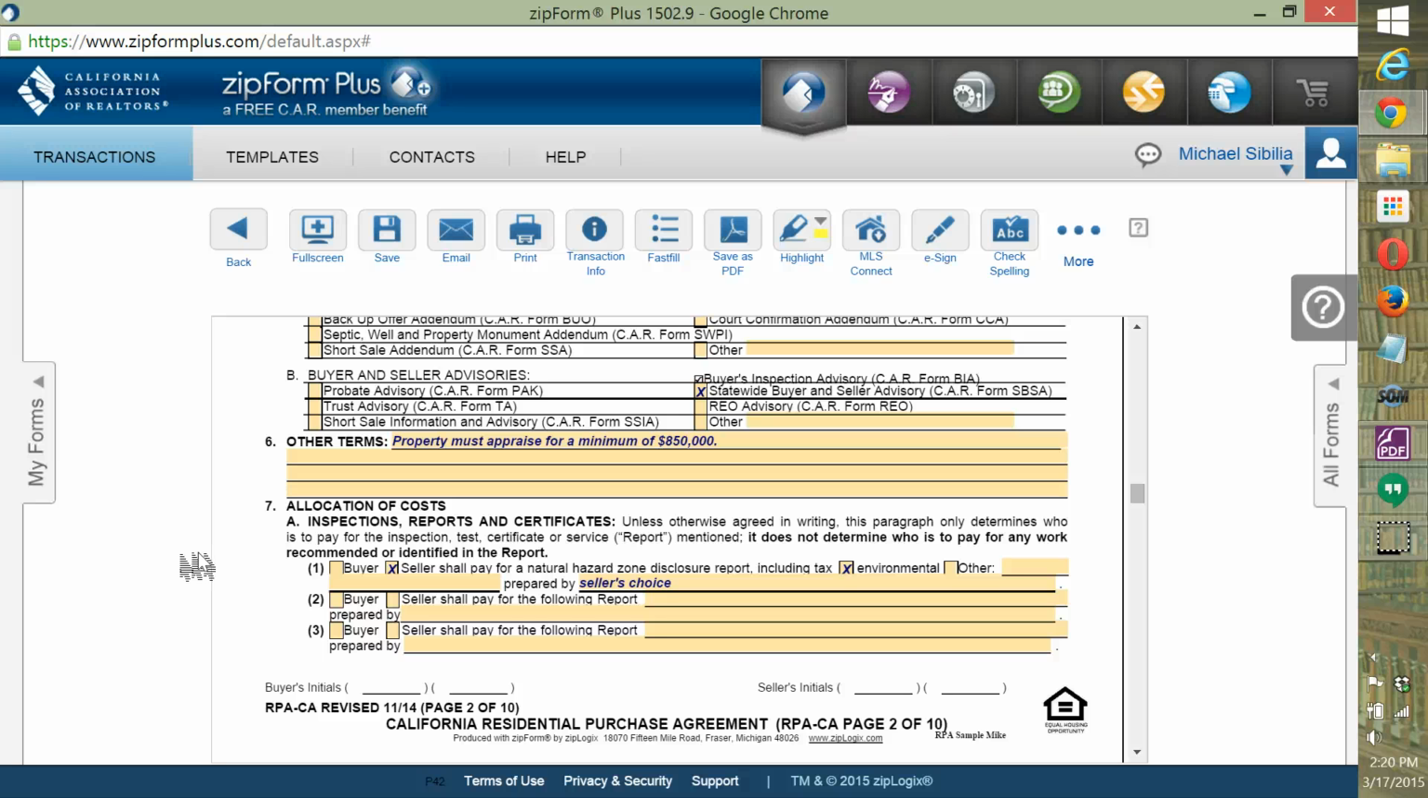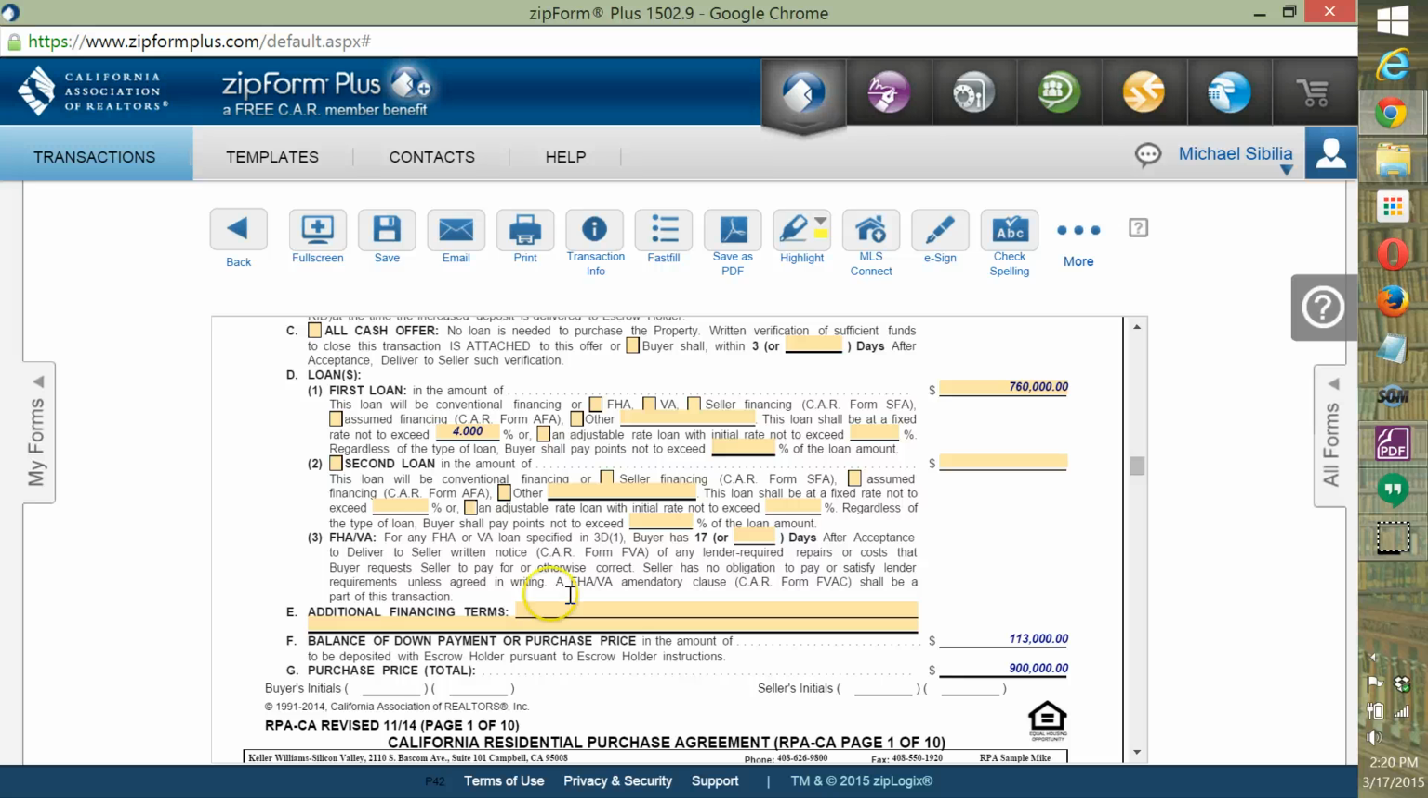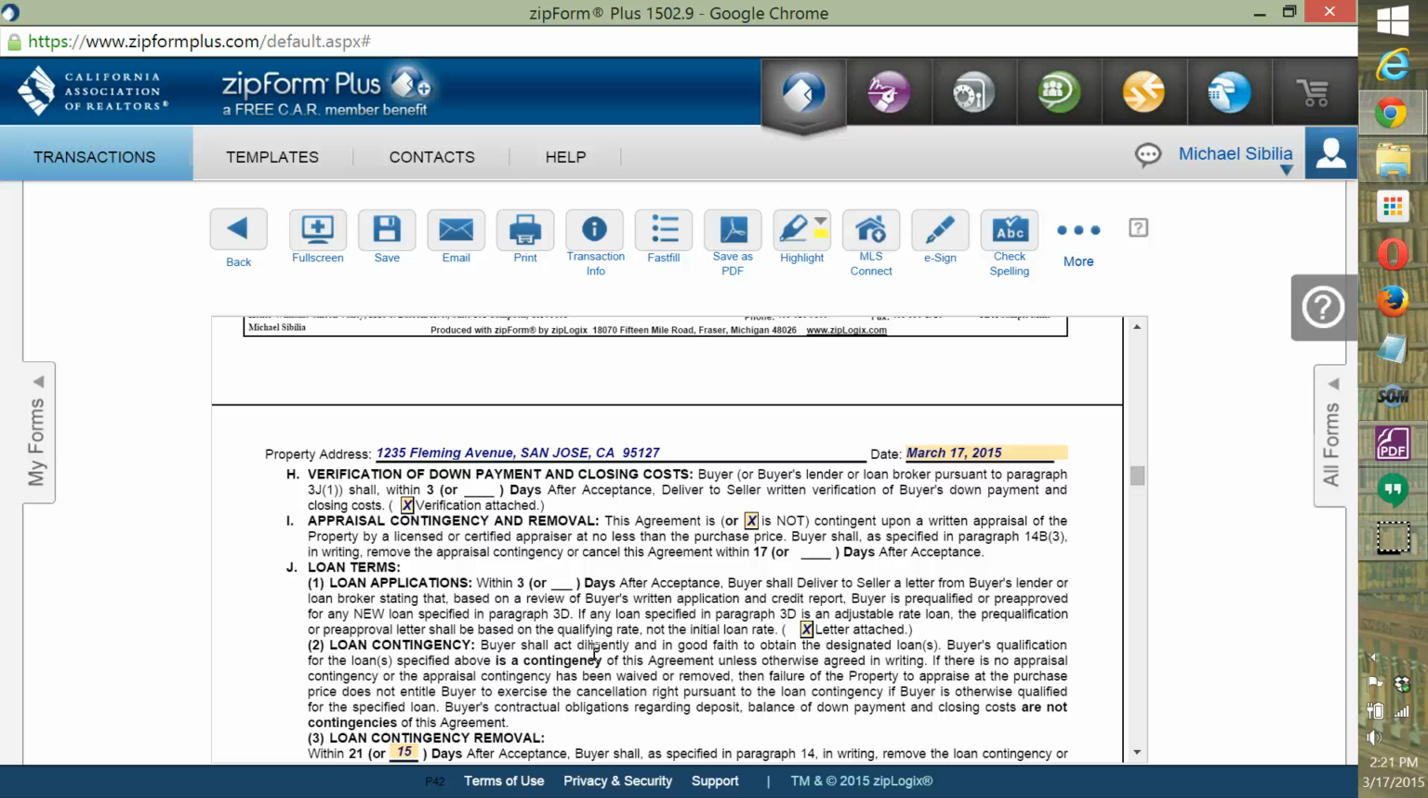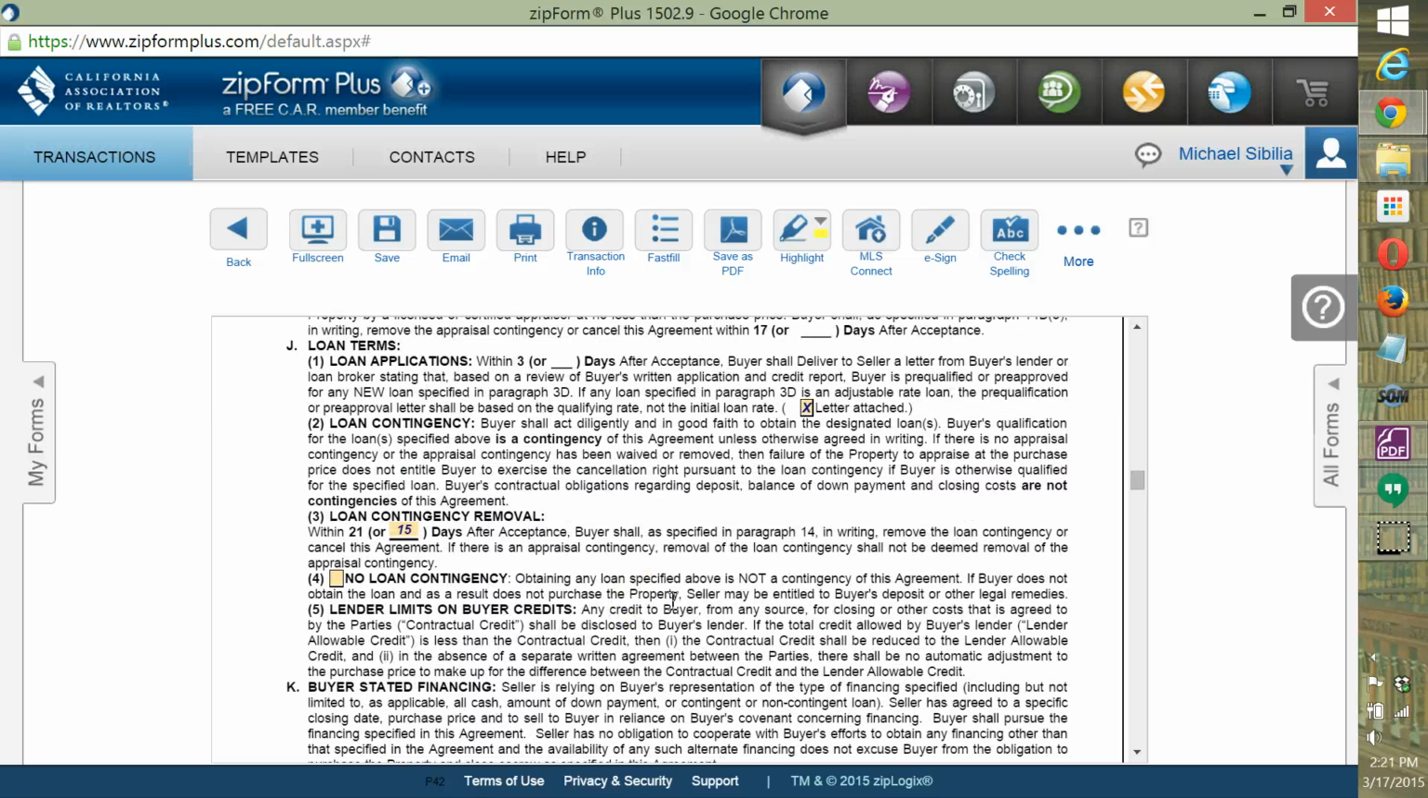Well, what would constitute the lender saying no? The loan contingency and the appraisal contingency are two different contingencies. If you don't have an appraisal contingency, you're representing you have the money to make up the difference no matter what. There's another part of the contract that says that the balance of the down payment, it's here someplace, is not a contingency of this agreement. I'll have to find it.